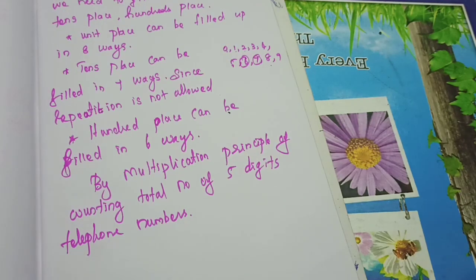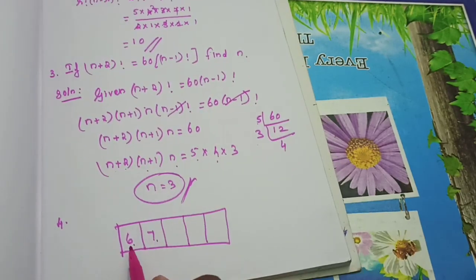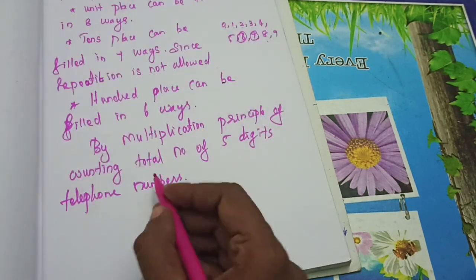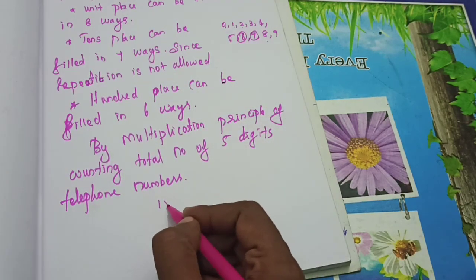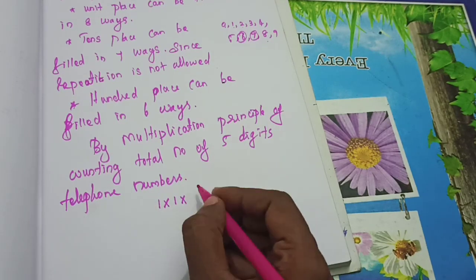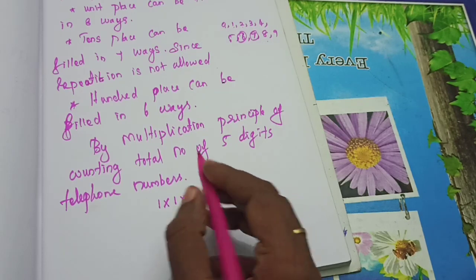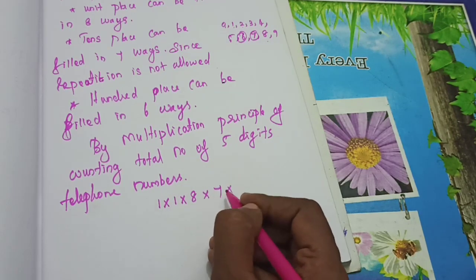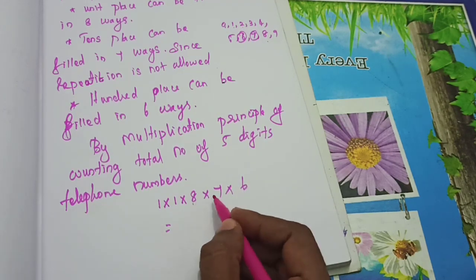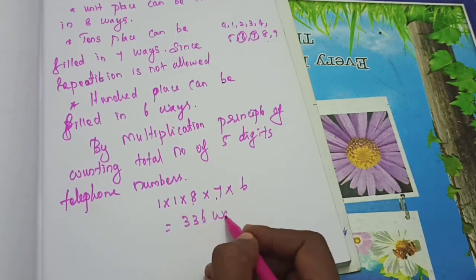Already here we allot one box. Here they already gave the 2 numbers, is it right? So here how many chances are there? 1. Here how many chances? 1. So that also you need to consider when you are writing. So 1 into 1 into, then unit place 8 ways, tens place 7 ways, hundreds place 6 ways. So multiply 8 into 7 into 6, that is 336 ways.